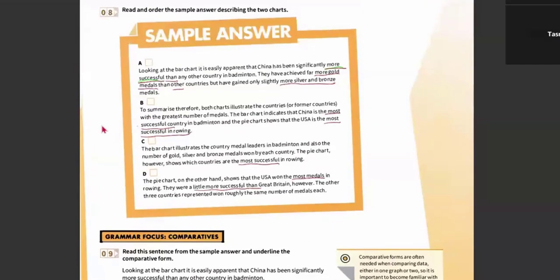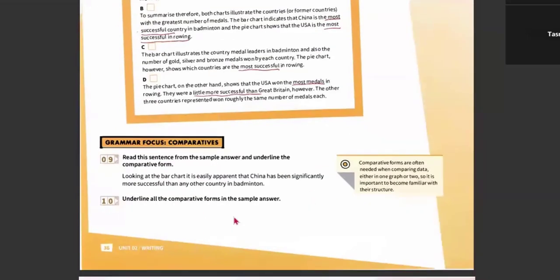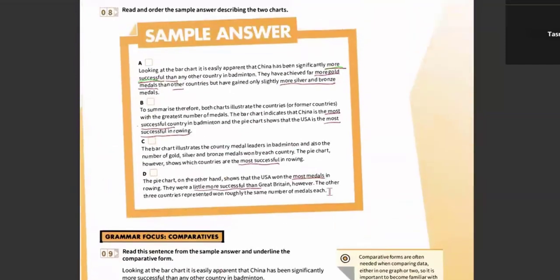So here in this whole sample answer, just ignore the ones that are underlined here. Not all of them are the correct answer for this. So what you have to do is find the comparative forms, okay? There are types of forms. One is comparative, the other one is superlative, right? Which word do we use for comparative?